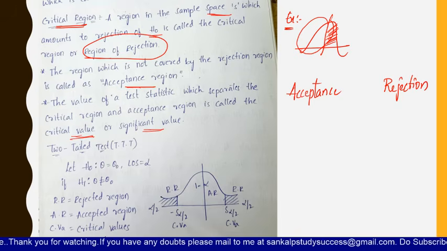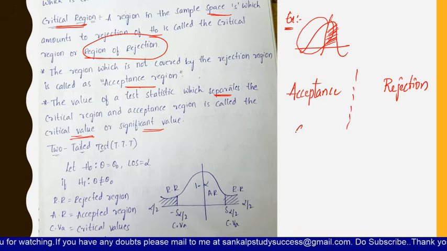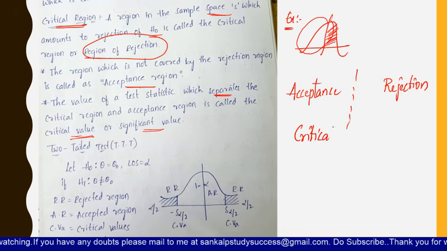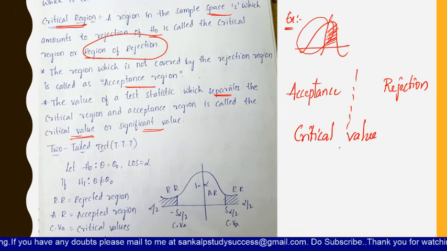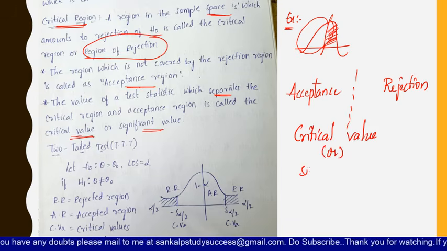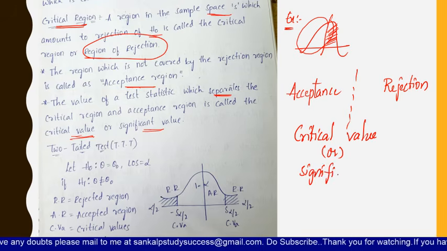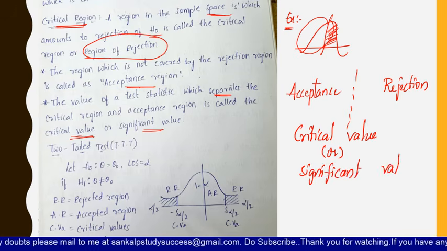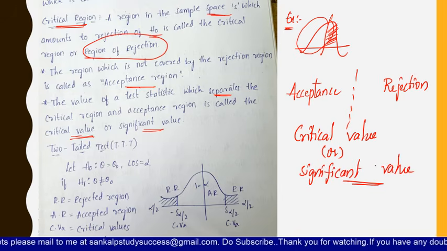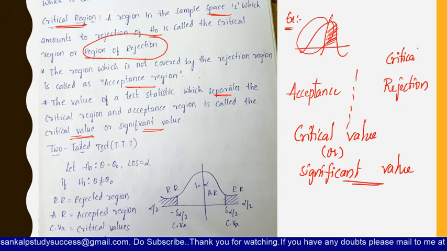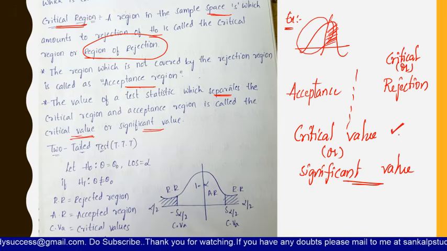Rejection. See here, the value which is separating both the rejection region and the acceptance region is known as the critical value. Or this critical value can also be called the significant value. That means it is just separating the acceptance region and the rejection region. The rejection region can also be called the critical region. So it is separating the critical region and the acceptance region. That value is known as the critical value or the significant value.